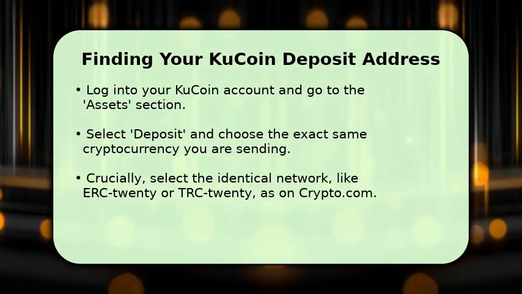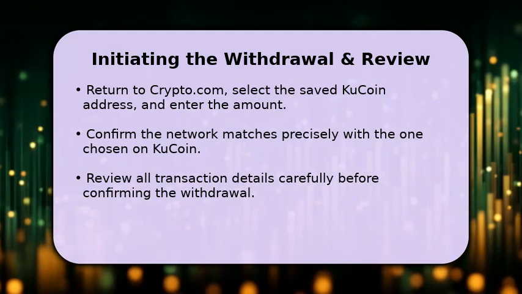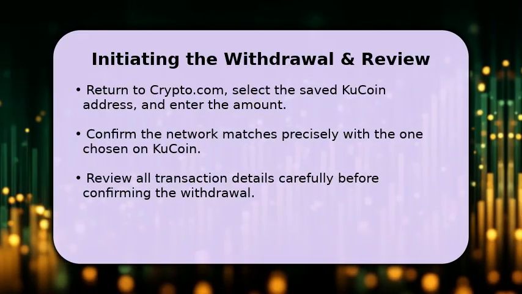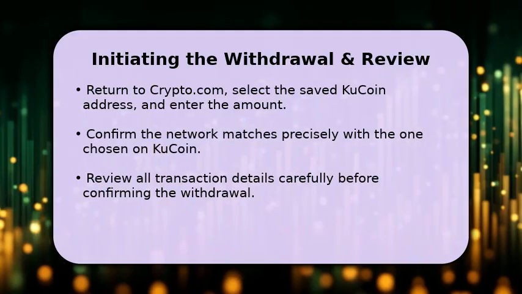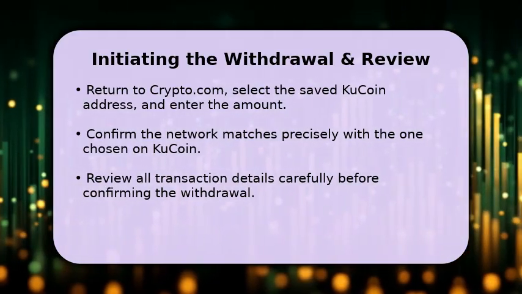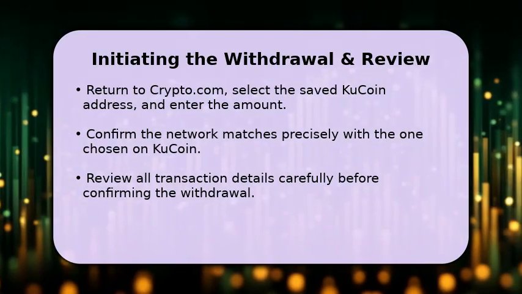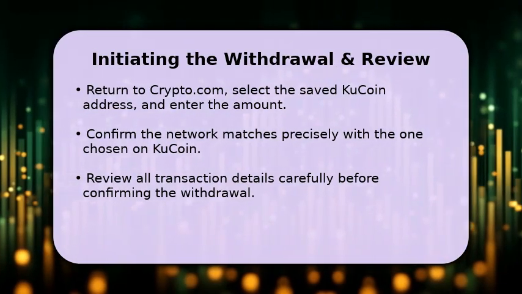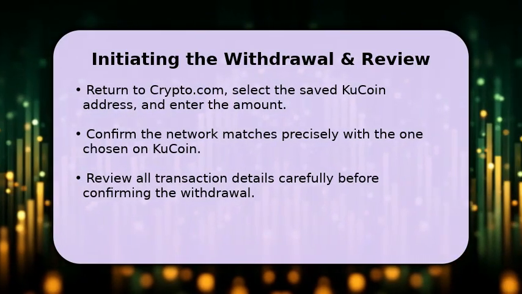Accuracy here is paramount. Back on crypto.com, select the Kucoin address you just added and enter the amount of cryptocurrency you wish to send. Before confirming, meticulously review all the transaction details. Verify that the network selected on crypto.com precisely matches the network you chose on Kucoin. Once you are certain everything is correct, confirm the withdrawal. Transfers usually complete within 5 to 30 minutes, but this can vary based on network traffic. Congratulations, your crypto is on its way.